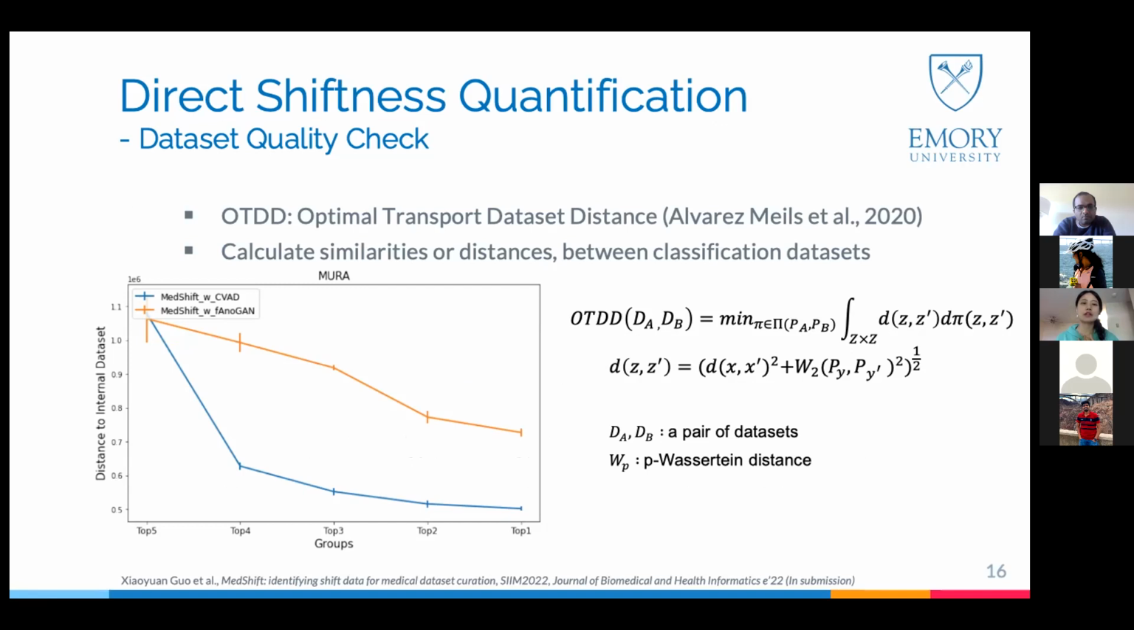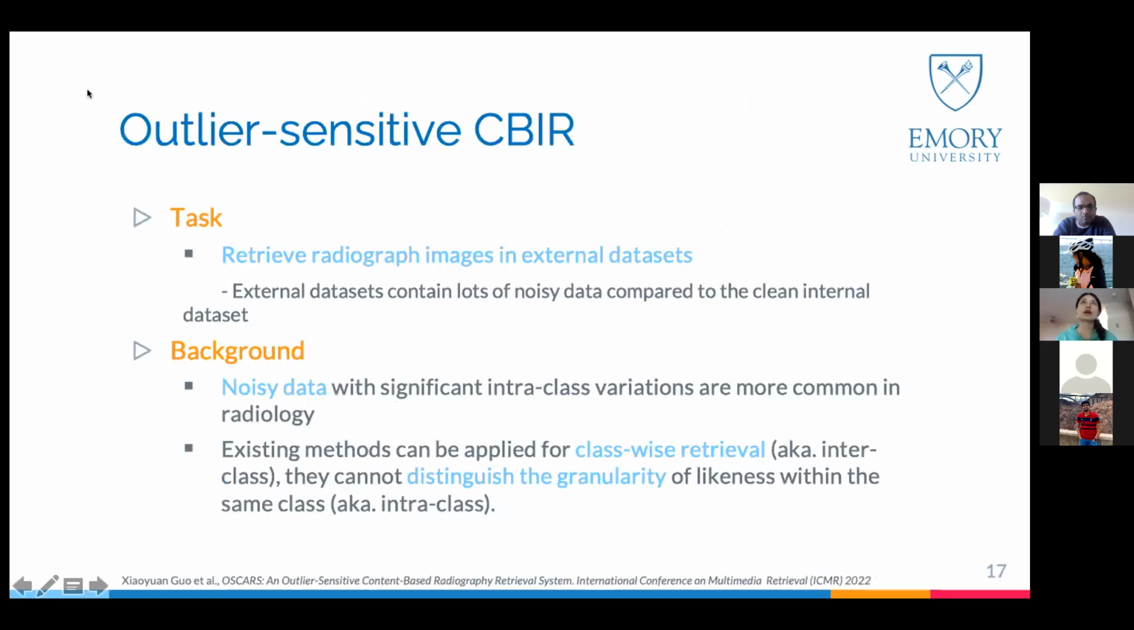So this is the shift data identification. We have talked about how to identify the shift data and how to measure the shiftness. Since we have already detected the shift data, the domain experts may want to look into the results. Because we have a lot of samples here, it would be better if we could help them do a query or something else. That's what motivates us to do outlier-sensitive content-based image retrieval.